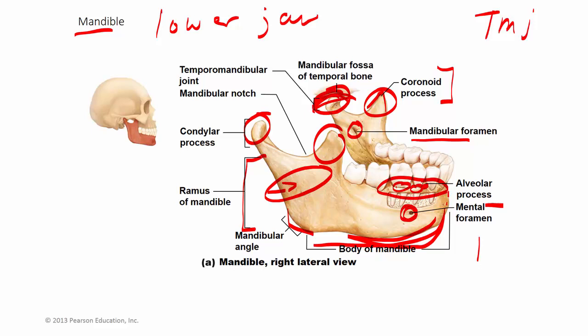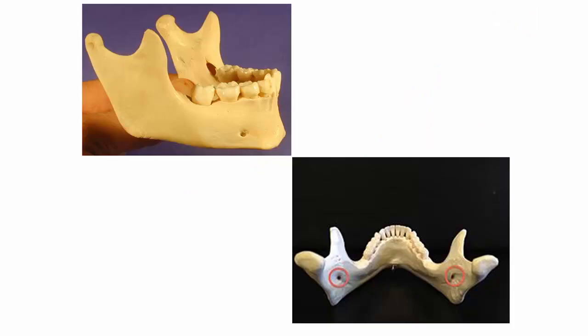So again, as you look at the exam questions, if it says name the bone, it will be mandible. If it says name this feature, it's either going to be the body or the ramus or the angle or the mandibular condyles, the coronoid process, the alveolar process, the mandibular foramen, or the mental foramen.